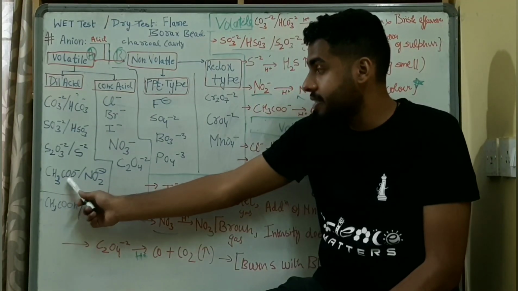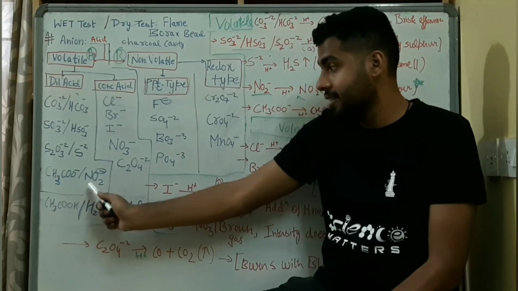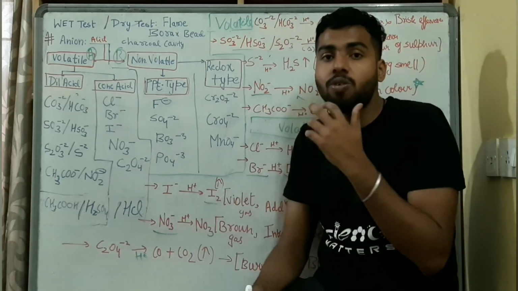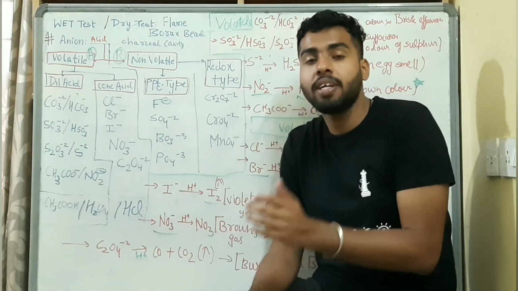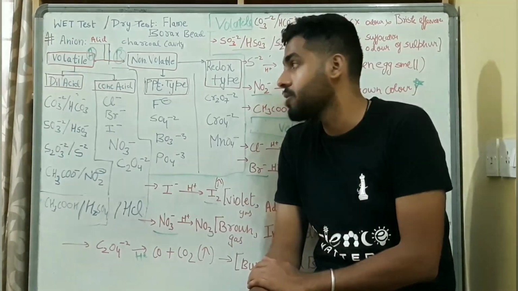and this is the acetate radical because it comes from acetic acid, and this is the nitrite radical. Okay, and if you don't get anything after adding dilute acid, then you need to add a concentrated acid to this mixture.